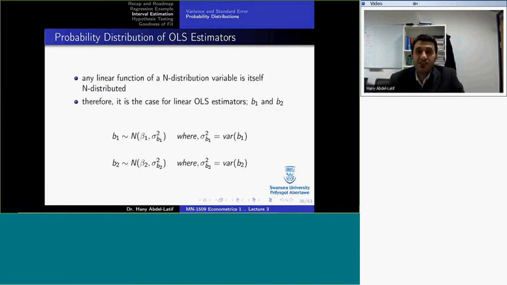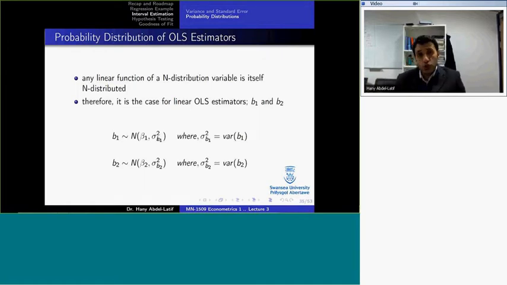The mean is the expected value of B1, which, as we understood before, if the estimator is unbiased, should equal the true value. The true value from the population is beta 1. That's why in this definition, B1 follows a normal distribution with mean beta 1, the expected value, and variance sigma B1 squared. And we already know how to calculate the variance. You remember the formula we had to calculate the variance for B1.